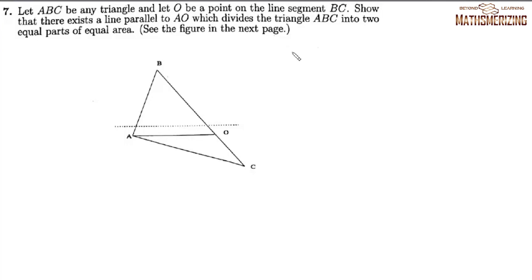Now what we can do is we can write area of triangle OAB upon area of triangle ABC will be equal to OB upon BC, and let us say this is R. If R equals 1 by 2, then it's a trivial result. We need not prove anything. So without loss of generality, we'll assume that this R is greater than 1 by 2.